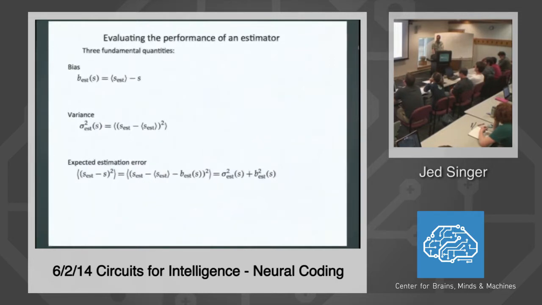And you can actually combine these two terms to arrive at the expected estimation error, which is just the expected squared error between the estimator and the true value. And that's given by the variance plus the bias squared. And again, in the case of a zero bias estimator, that's just the variance.